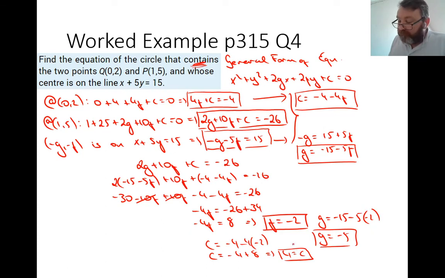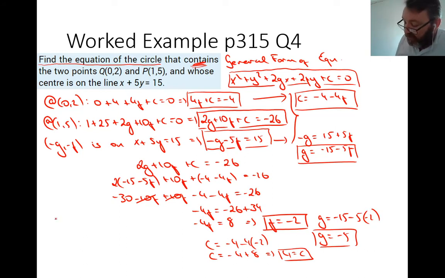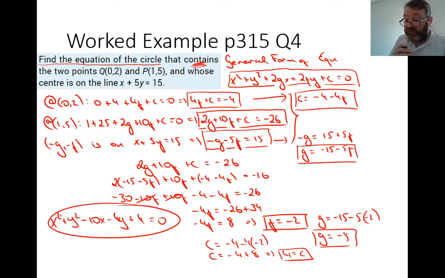Now we're not finished, because what does the question say? Find the equation of the circle. So we go back to the general form of the equation here, and we fill in g, f, and c. So now that you've found them, you're going to go back to this equation, which is the general form, and substitute your g and your f and your c. And here's what we get. x squared plus y squared plus 2gx, that's minus 10x, plus 2f, that's minus 4y, plus c, which is plus 4, is equal to 0. And that is the equation of the circle that you're looking for.